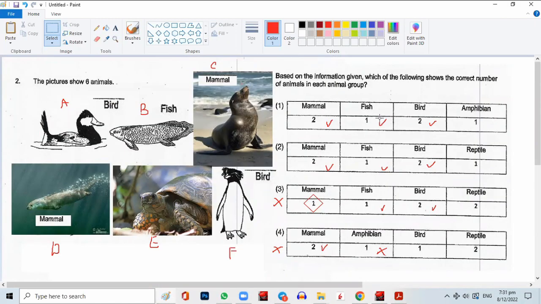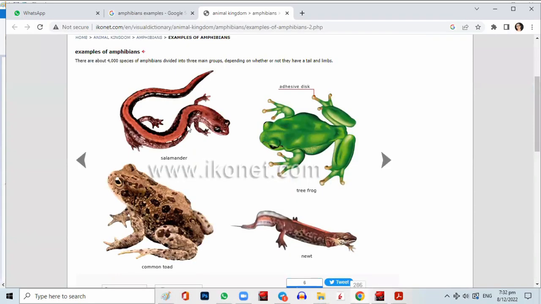So based on the information given, which shows the correct number of animals in each group? The answer would be number 2. The others I eliminated. This one has no amphibian. Amphibians are frogs and salamanders. I just show you as well, before we close out, because I just want to be in detail. Then amphibians.